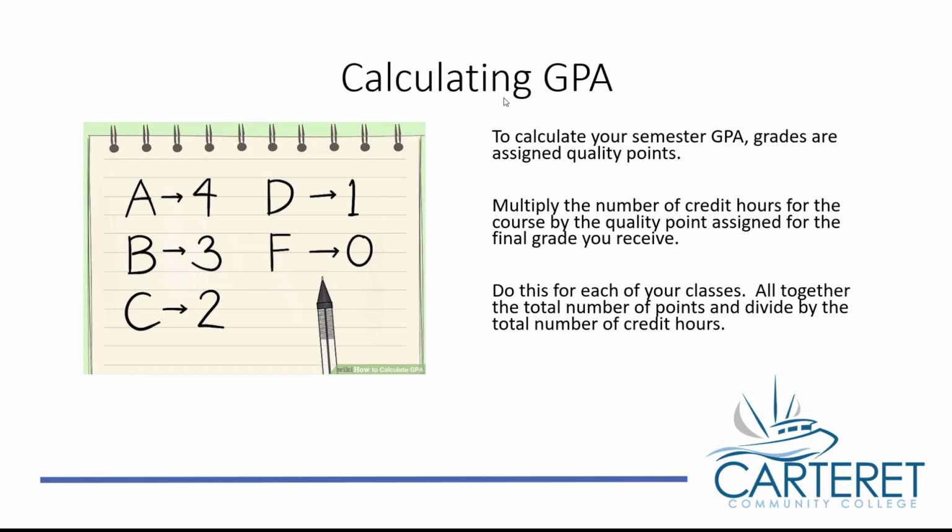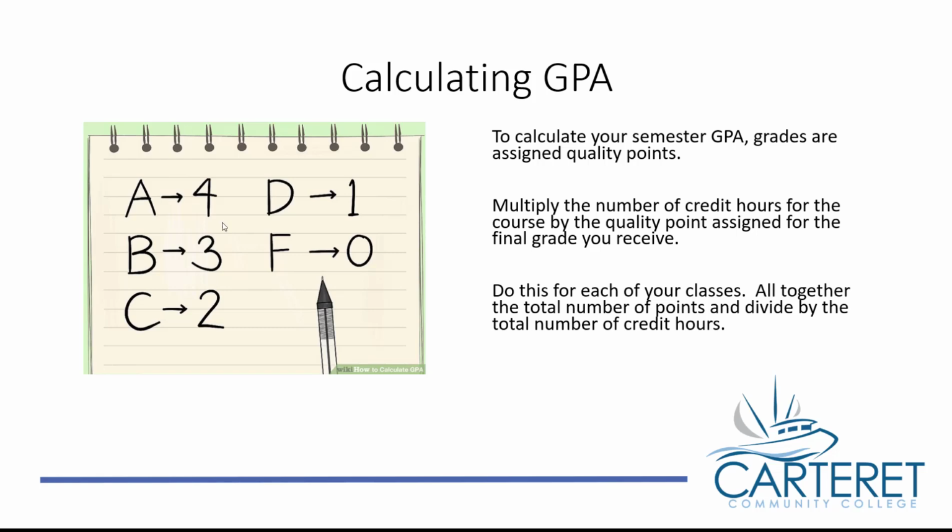GPA. So to calculate your semester GPA, your grades are given quality points. So you can see in the chart over there, an A is 4 quality points, B is 3, C is 2, D is 1, F is 0. We don't do pluses or minuses here at Carteret.